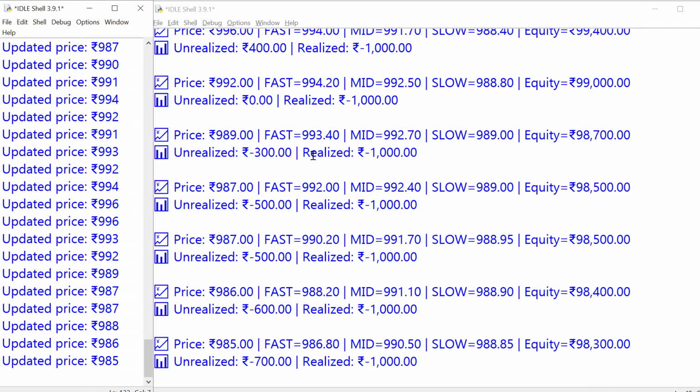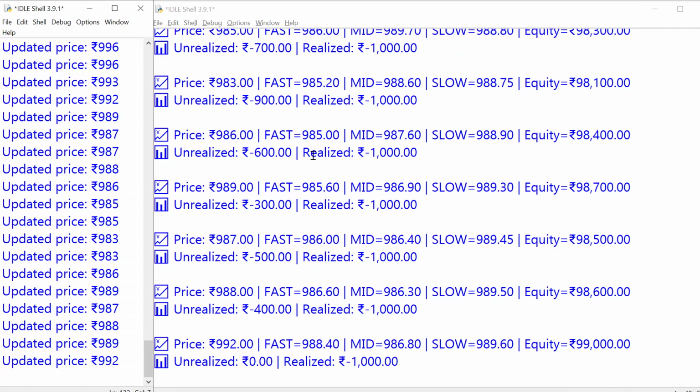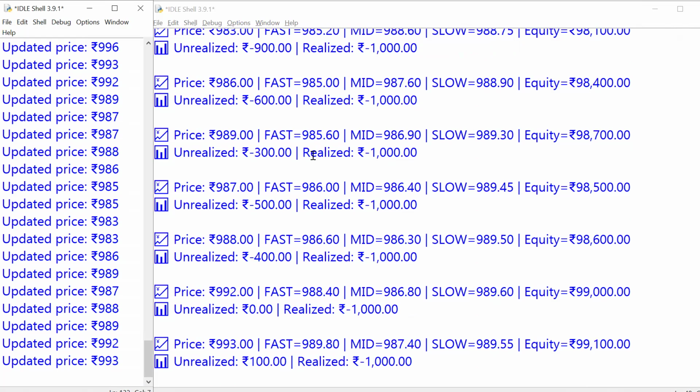We need to keep on doing this trade continuously. The best part is it keeps on tracking the value, and we have one short entry.